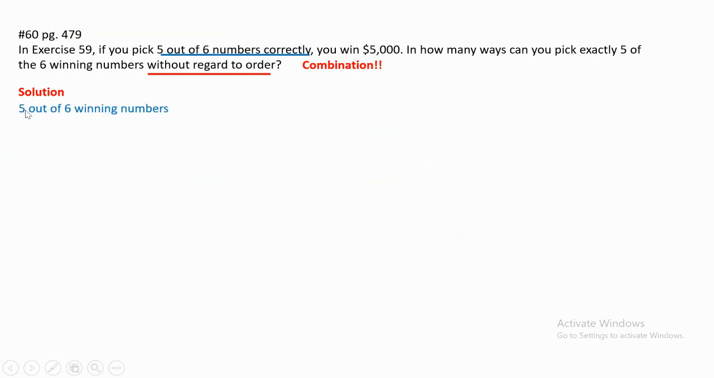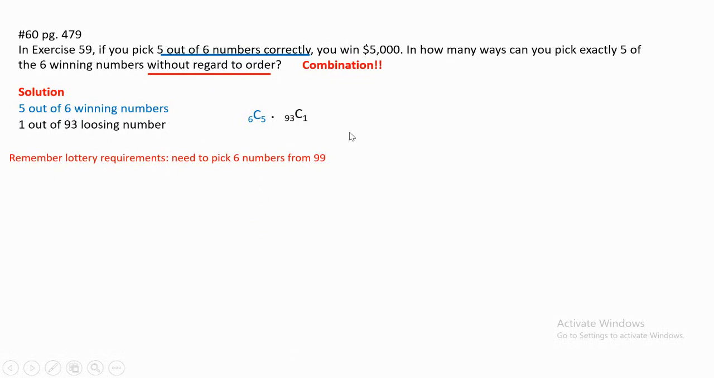Okay, so first, 5 out of the 6 winning numbers right, because you want to get at least 5 out of the 6 numbers right. So it's going to be 6 from the 6 numbers right. You want to get 5 right. So it's going to be 6 combination 5. Now remember, lottery requirements need to pick 6 numbers, right? So then from the right, if we take away 6, how many are left? From the 99, wouldn't it be 93? So 1 out of 93 losing numbers, right? Because remember, we have to get 6 winning numbers from 99. So we're going to multiply it. It's going to be 93 combination 1.